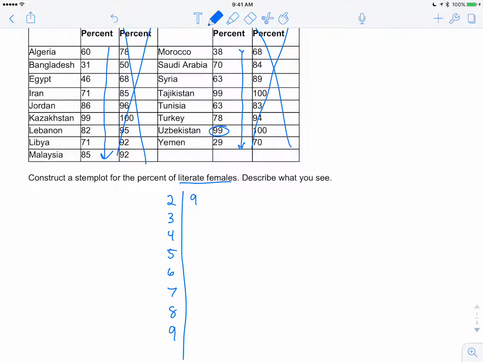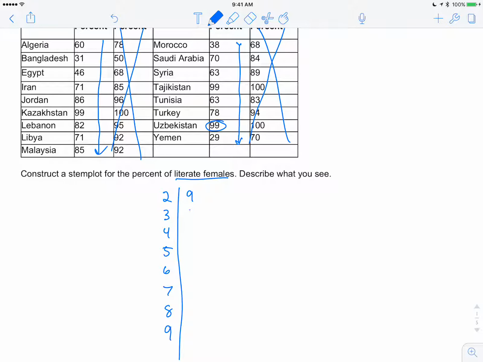All right, so after 29, the next highest one we're looking for, we got 31 for Bangladesh, and then 38, and then I think there's only two in the 30s, so 31 and 38. So 31 and 38 are going to look like this.